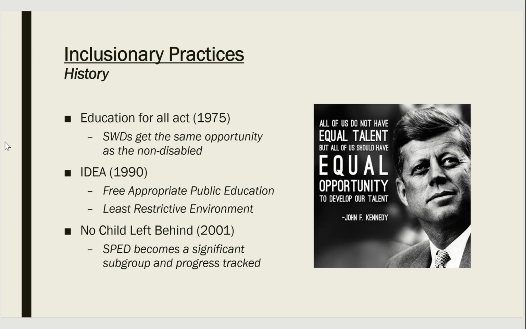In 1975, we got the Education for All Act, and that changed all that. It basically outlined that students with disabilities shall have the same opportunity as their non-disabled peers. So that was a big landmark in terms of getting kids with disabilities on a public school campus. That being said, we were still a long way from even where we're at today.